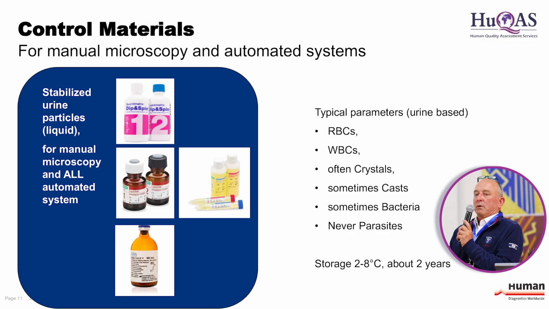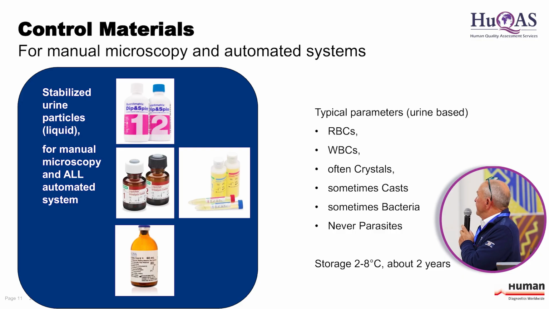Okay, so we could not cover your need with the controls which are available right now, but it would also be a good starting point, of course, because the most important parameters are RBC and WBC reporting, and the controls can do this. These controls can be used for manual microscopy or for the fully automated systems.